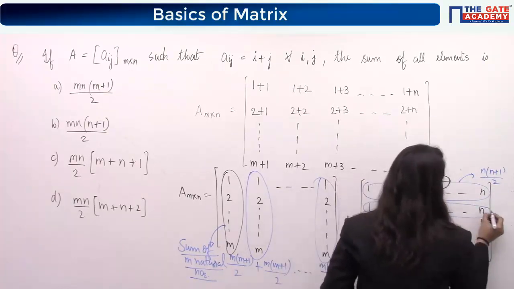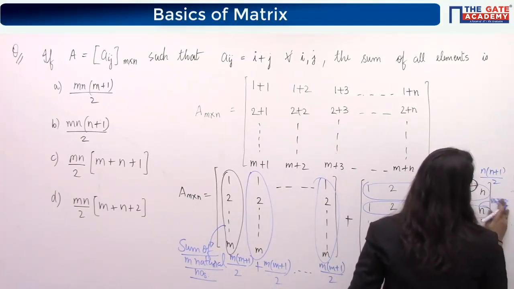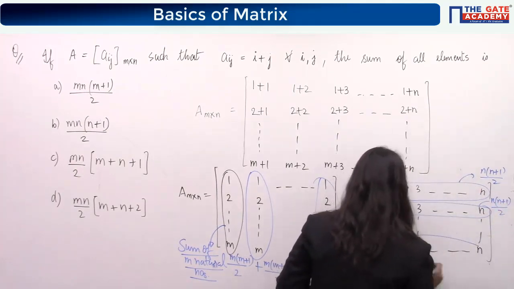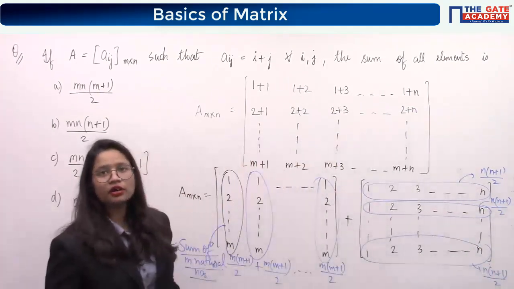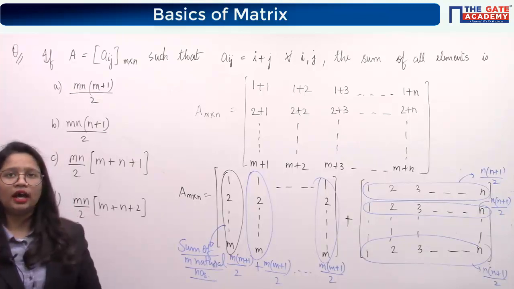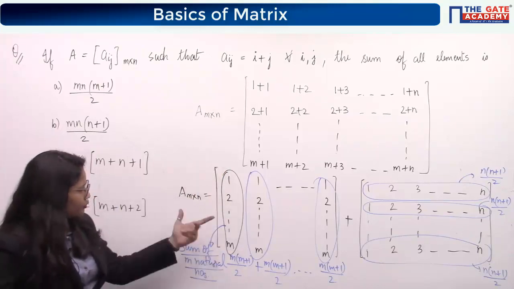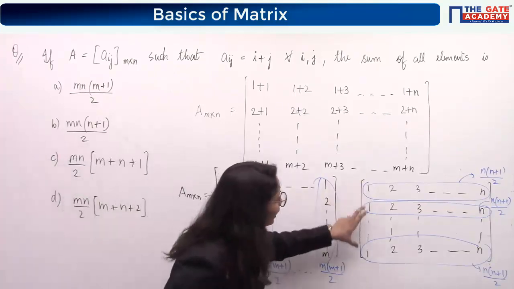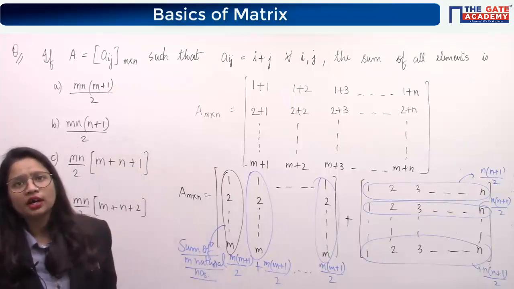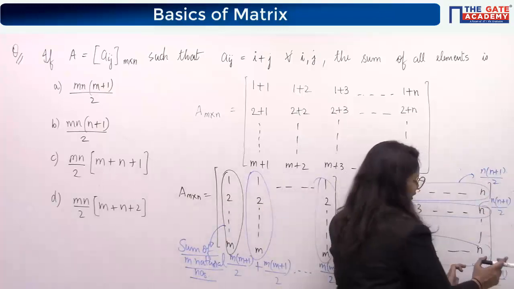Similarly, the sum for row 2 will be n into n plus 1 by 2, and similarly for the last row the sum will be n into n plus 1 by 2. Understood? I have added. So what I've done, I've split it into two matrices, and I add up the columns of this first part of this matrix, so that I got these many as the sum of respective columns, and similarly I got this as the sum of respective rows. Now the final answer will be all these terms added together plus all these terms added together.